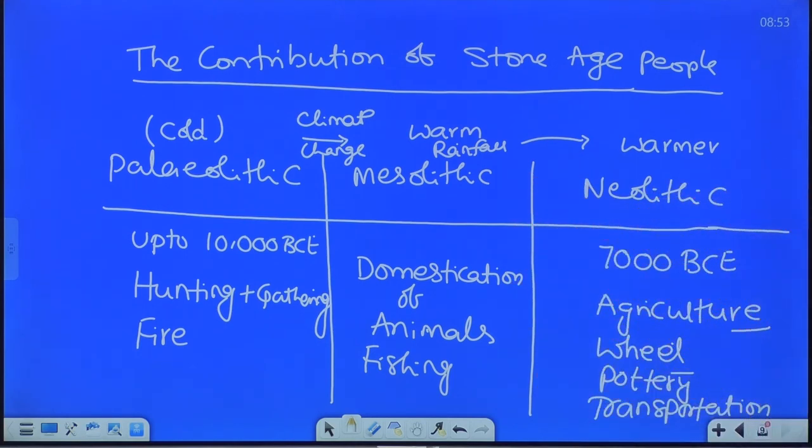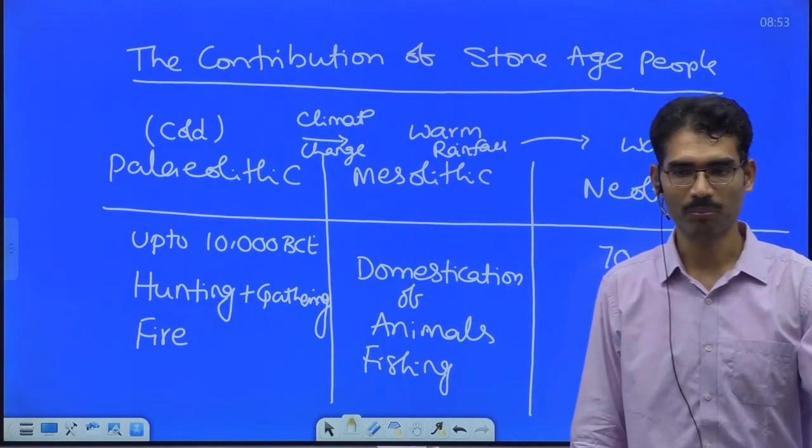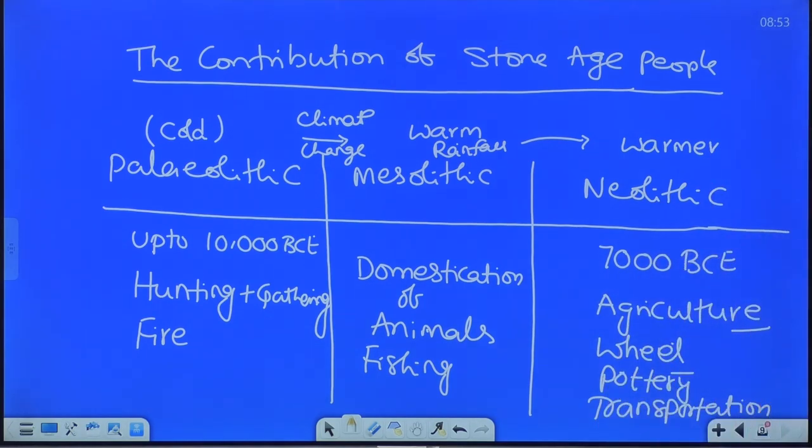Can you write in 100 words? Later I will give different places. Those places are very, very important for map pointing. Write the question: write a short note on the contribution of Stone Age people. Can you try?